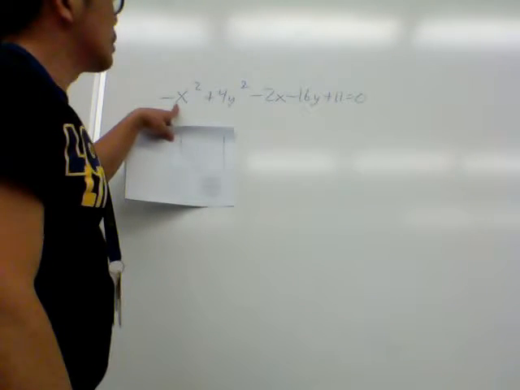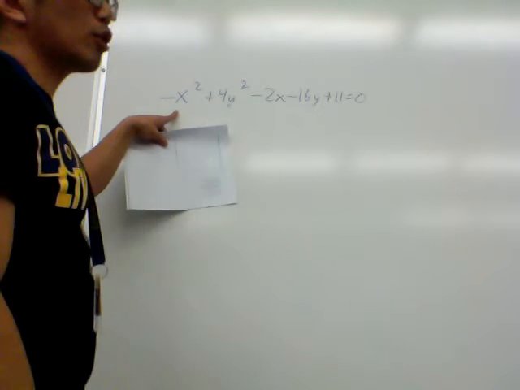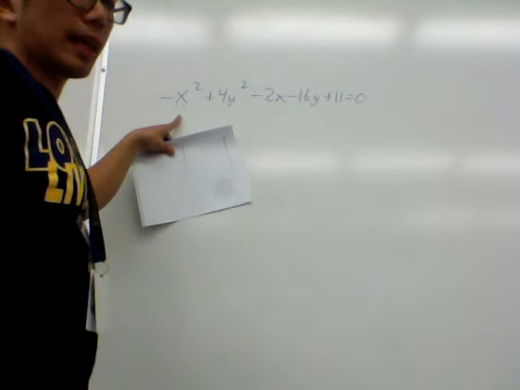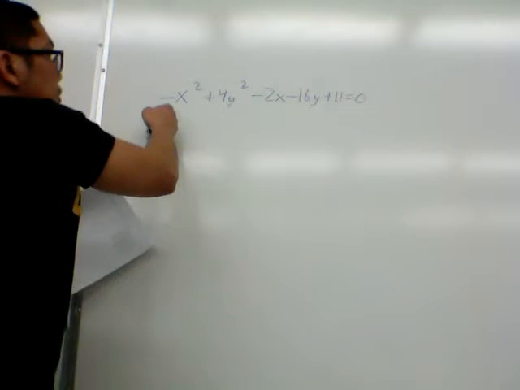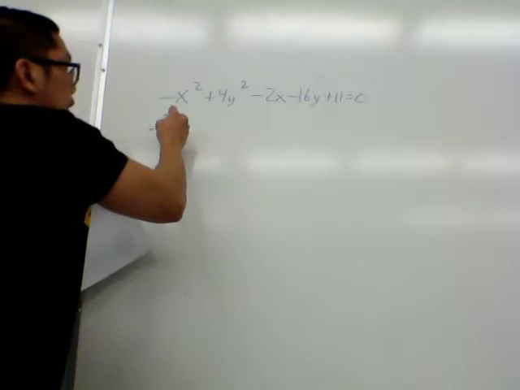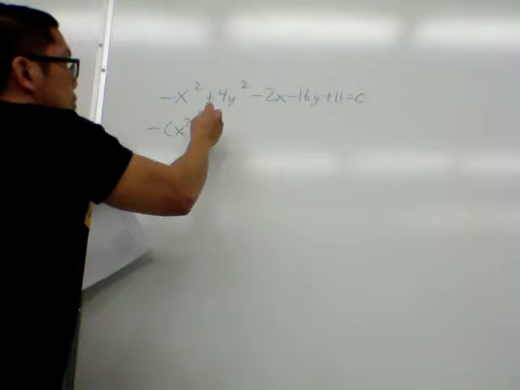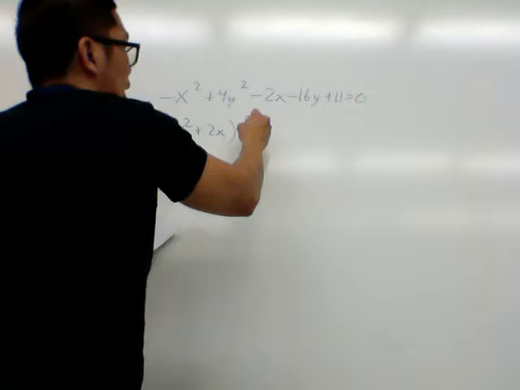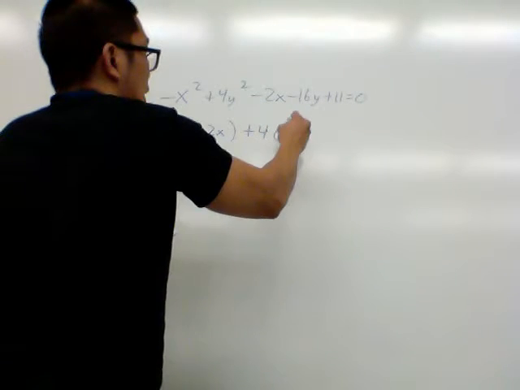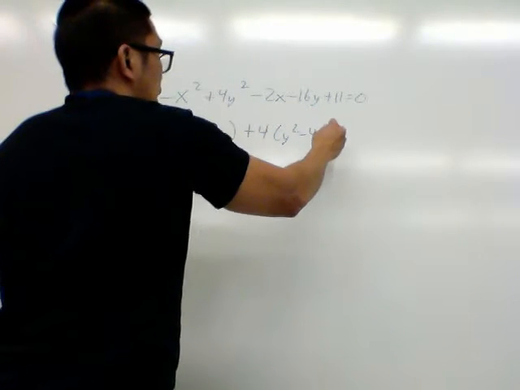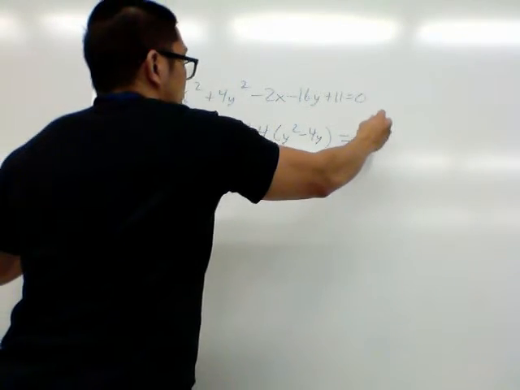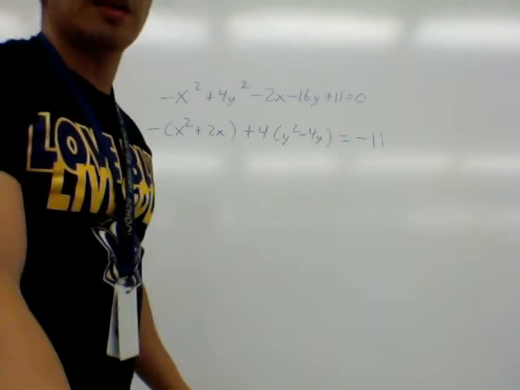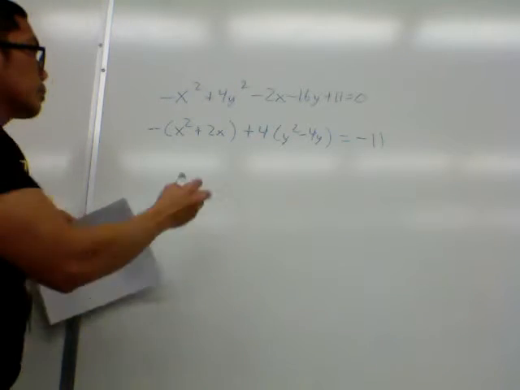Remember that in order to complete the square, I need a coefficient of 1. So for both of these, I have to take out something. For the x's, I am going to take out a negative, so this is x squared plus 2x. For the y's, I'm going to take out a 4. This is y squared minus 4y. And then I'm going to send the 11 to the other side. It's negative 11. Okay? So now I'm going to complete the square.